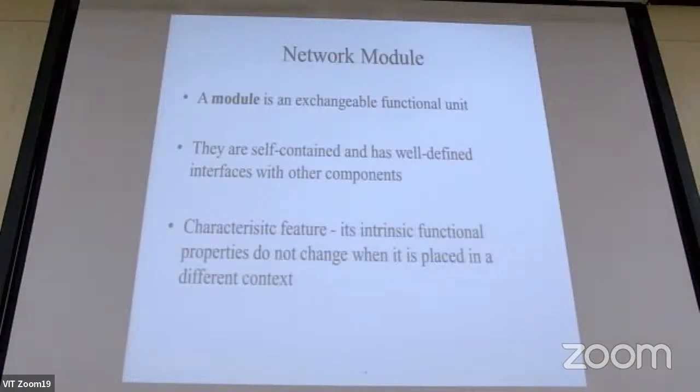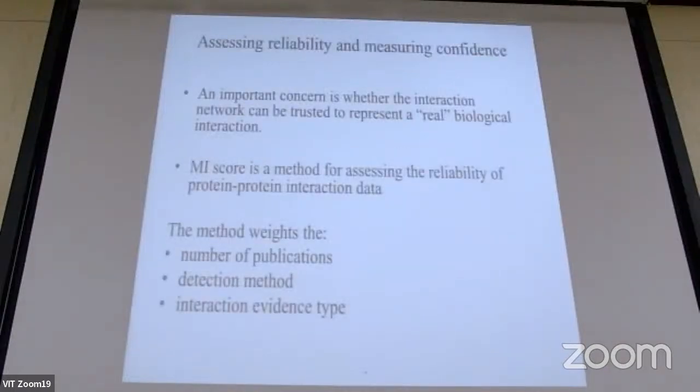Understood? Okay, so now finally, having studied all of this, sub-properties, topological metrics, we will have to check if the entire network is reliable, whether you can take it for further research or not. Before we take it for further work, we will have to trust the network. So how can we do that? We can calculate an MI score. MI is molecular interaction score. This method is used for assessing the reliability of protein-protein interaction data.